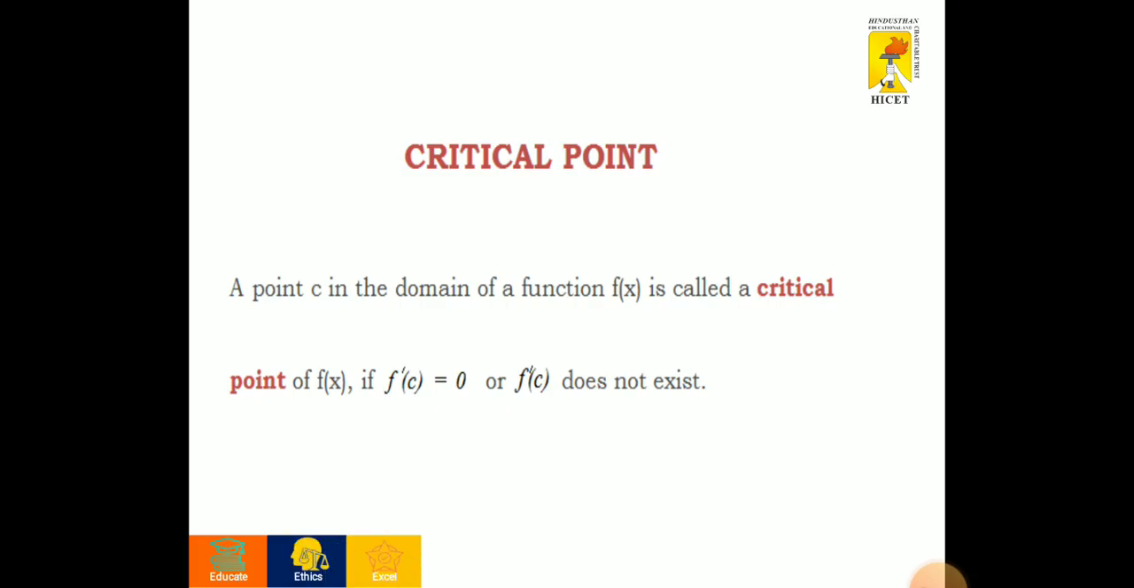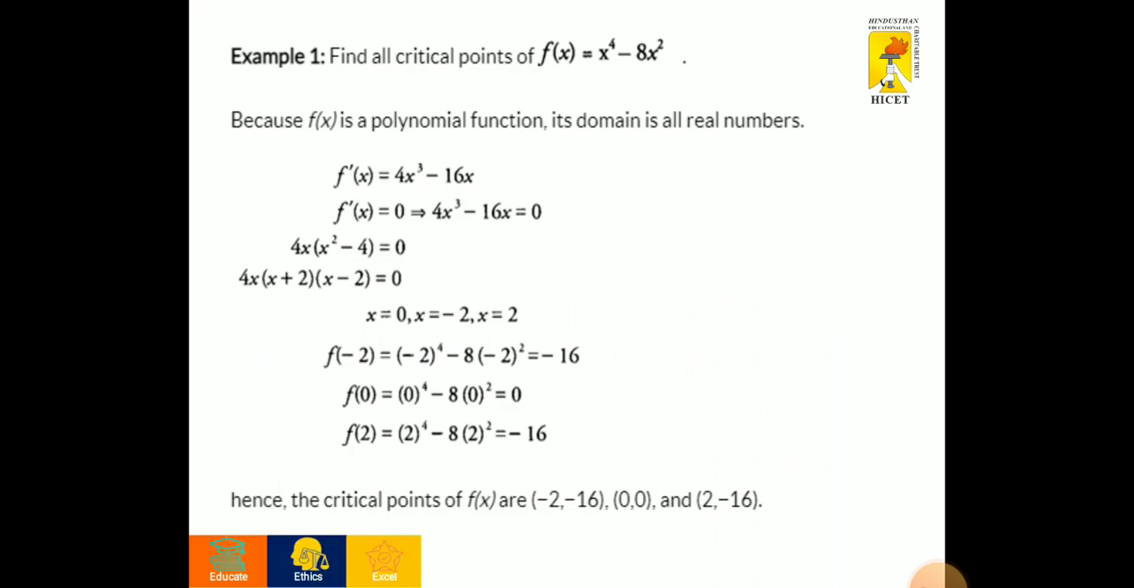Next definition is critical point. A point c in the domain of a function f of x is called a critical point of f if f dash of c equal to 0 or f dash of c does not exist. Let us see an example to find the critical points.